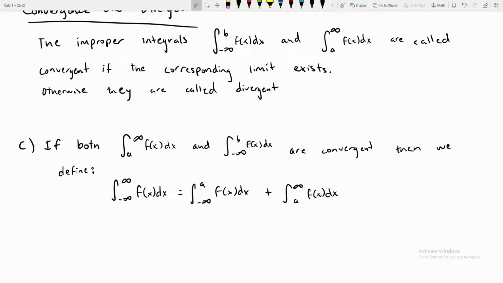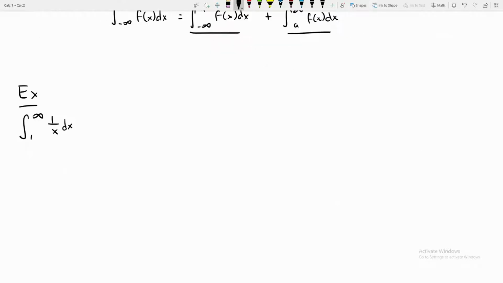So lastly, for part C of type 1, if both the integral from a to infinity and from negative infinity to a are convergent, then we can define the area under the curve f of x from negative infinity to infinity, meaning the whole domain, as two separate integrals. Basically, we're going to split it up from negative infinity to a, and then from a to infinity of f of x. So here's a quick example.